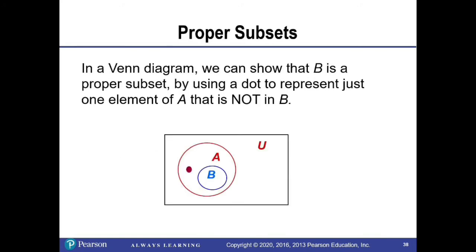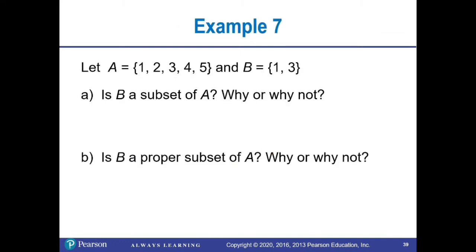Notice here in the Venn diagram that we have a dot in A. That represents that there's some element in A that's not in B. So how do we write subsets? How do we know if things are subsets? Let's look at the next example.